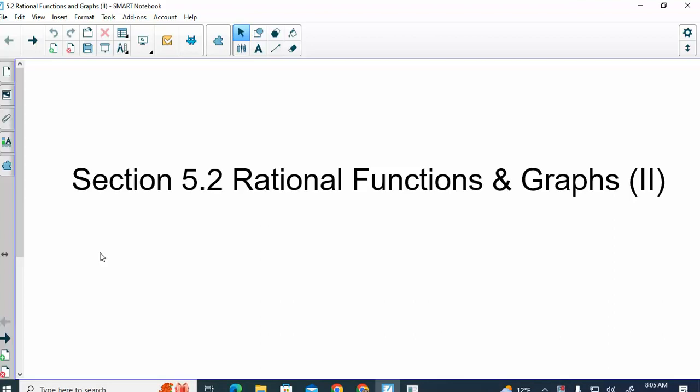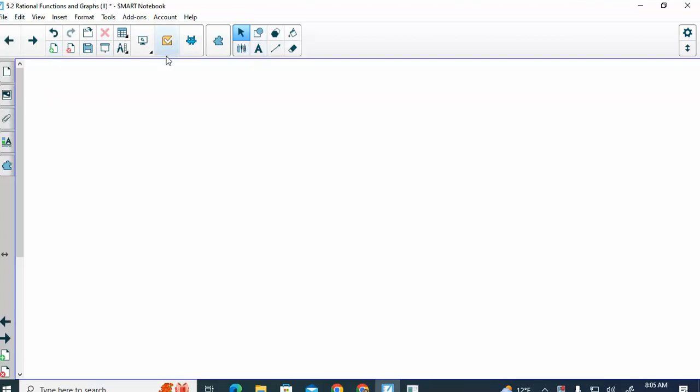Okay, so Friday we started talking about rational functions, and we were just doing transformations of your 1 over x and the 1 over x squared, and talking about looking at those graphs for domain, range, asymptotes, those kinds of things. So now we are going to look at actually graphing them from scratch without just doing transformations. So when we do this, we have some rules that we have to follow for asymptotes.